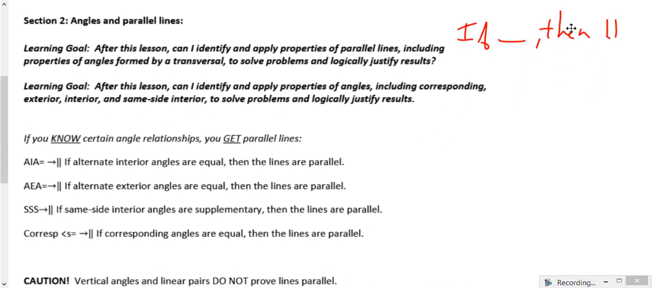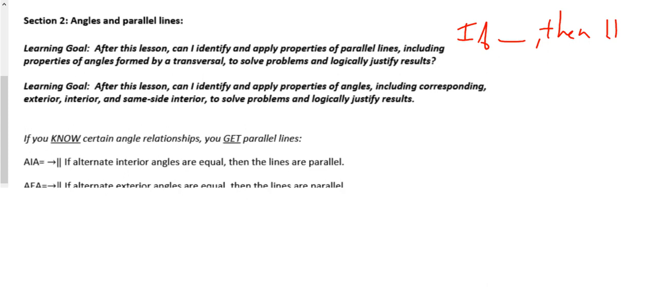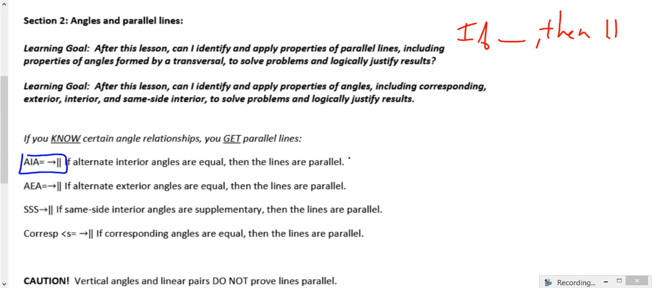The first thing we can look at is that if you know that alternate interior angles are equal, then the lines are parallel. Now we're talking about, again, locating the proper angles. So alternate interior would be those two angles, or these two angles. If they are equal, then the lines are parallel.